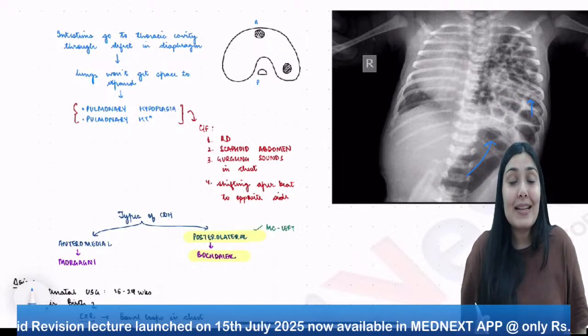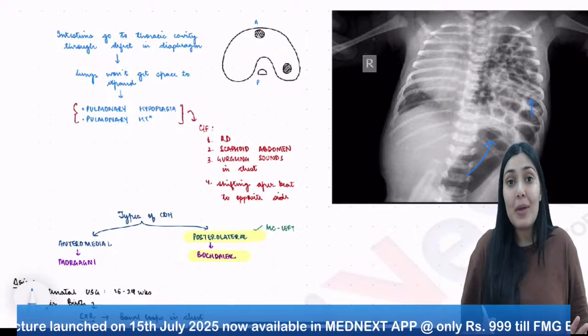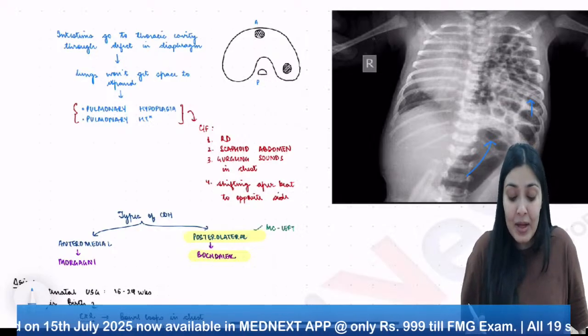And we have discussed the CDH earlier also when we were talking about bag and mask ventilation, because bag and mask ventilation is contraindicated over here. Here you have to intubate the baby to ventilate, right?